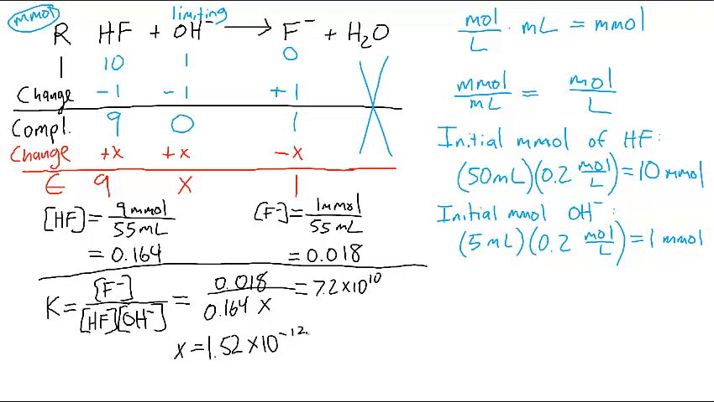So the pOH would be the negative log of X, that's going to be 11 point. So then the pH will be 14 minus that, which is 2.18.